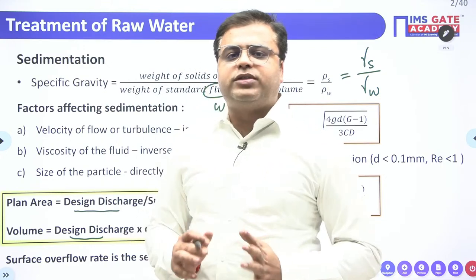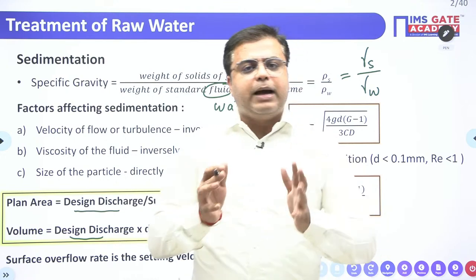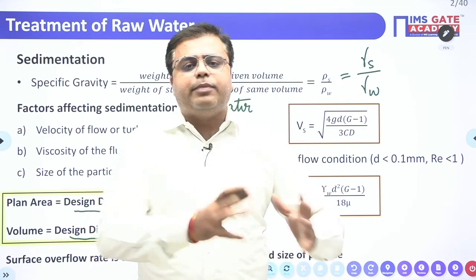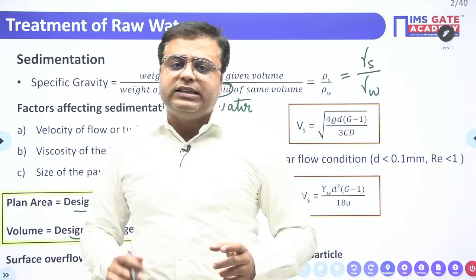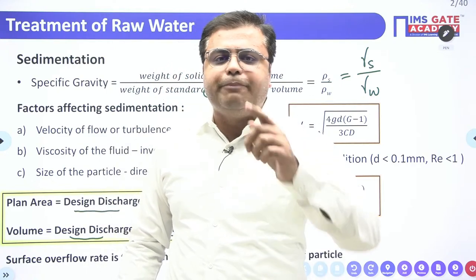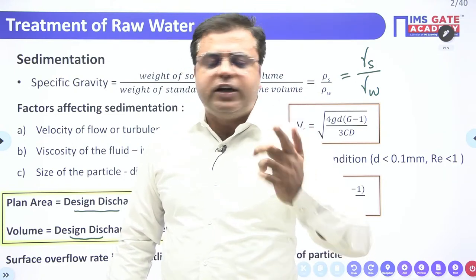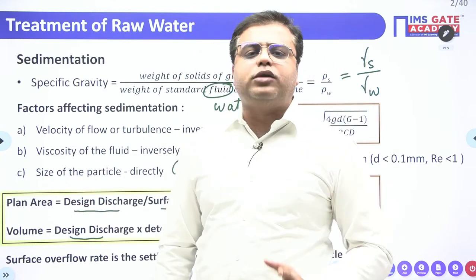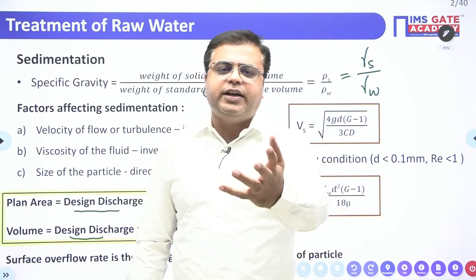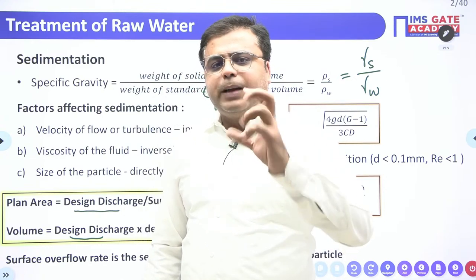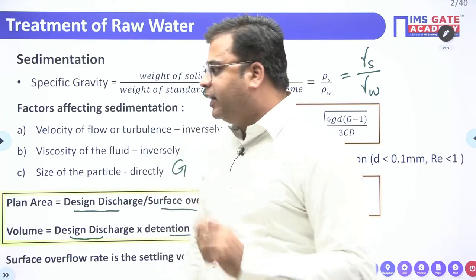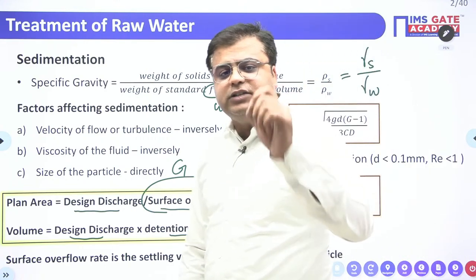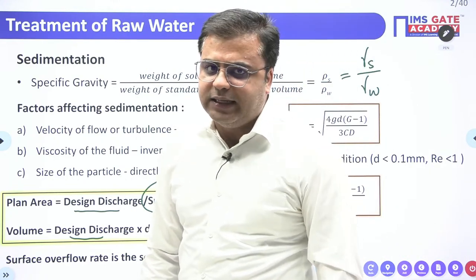When we talk about the theory of sedimentation, my dear students, it is applicable for the plain sedimentation tank, or the sedimentation tank used after coagulation flocculation for treatment of raw water. It is also applicable for designing grit chambers, the primary sedimentation tank, and the secondary sedimentation tank. The same theory of sedimentation is used for all the types of sedimentation tanks which you will face as a question in your GATE examination. Please keep in mind that the surface overflow rate will always be the settling velocity of the concerned size of particle for which the sedimentation tank has been designed.